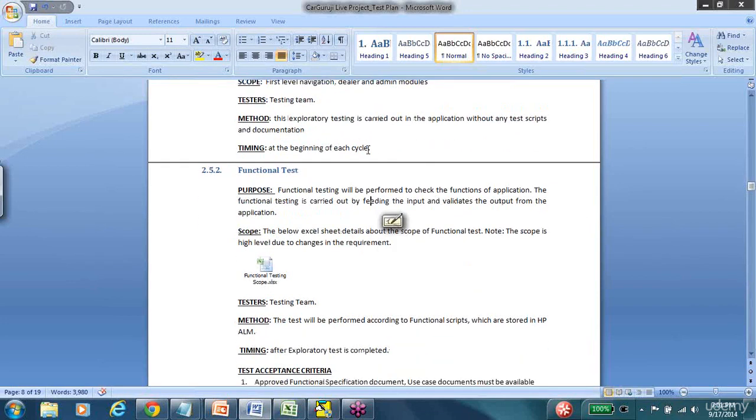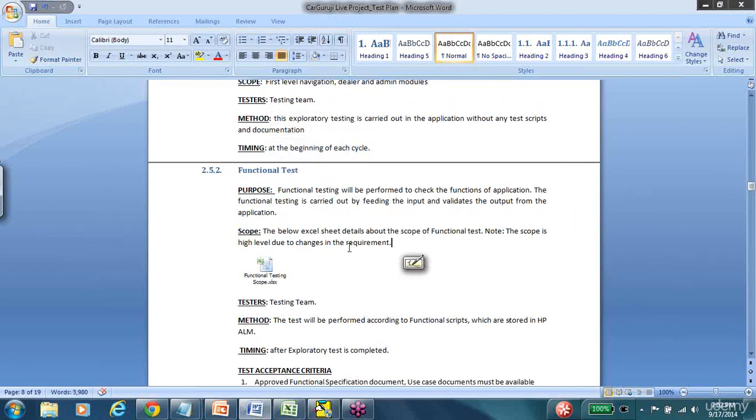Now, exploratory testing happens at the beginning of each cycle, remember, not exactly at the beginning of the testing itself. So whenever a new piece of code is installed into the QA environment and you will have to test it, one of the first things that happens is the exploratory testing, where you're trying to figure out what's happening, where you are at, if there are any obvious errors.